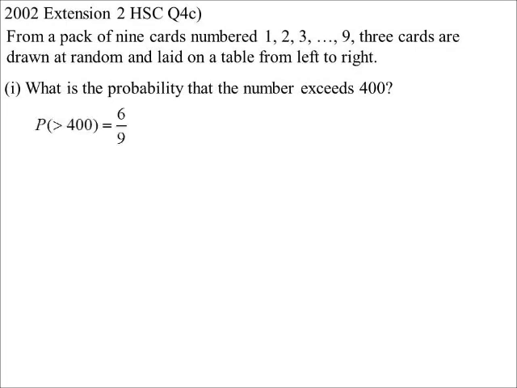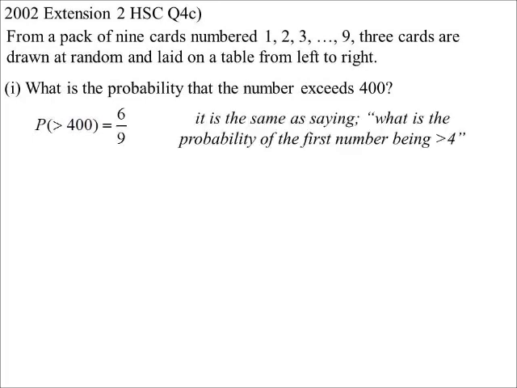Okay. Well, if it's greater than 400, it's simply 6 out of 9. Because it's all to do with the first card that I pull out. And as long as it's 4 or more, I know that the number that I end up putting down will end up being greater than 400. So really, the question could have simply said, what's the probability of the first number being bigger than 4?